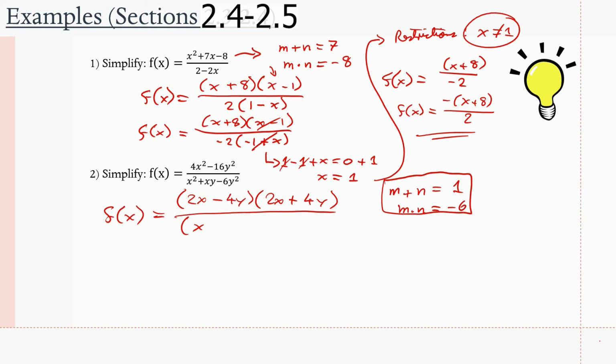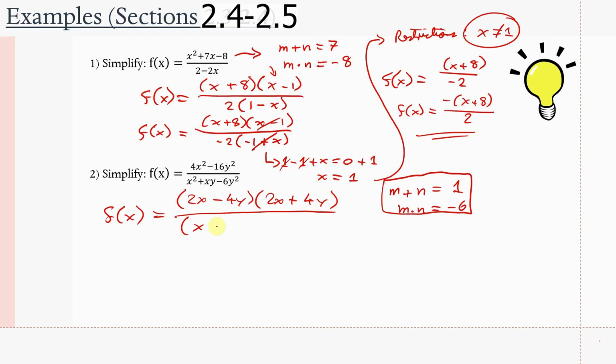Okay, so first let's figure out what numbers add up to 1 and multiply to -6. Well, what two numbers multiply to 6? 3 and 2, right? And if we switch around the signs, if we make 3 positive and 2 negative, we can say that m, 3 positive, plus n, -2, will get us 1, and m times -2 will get us -6. So our two numbers are going to be 3 and -2.